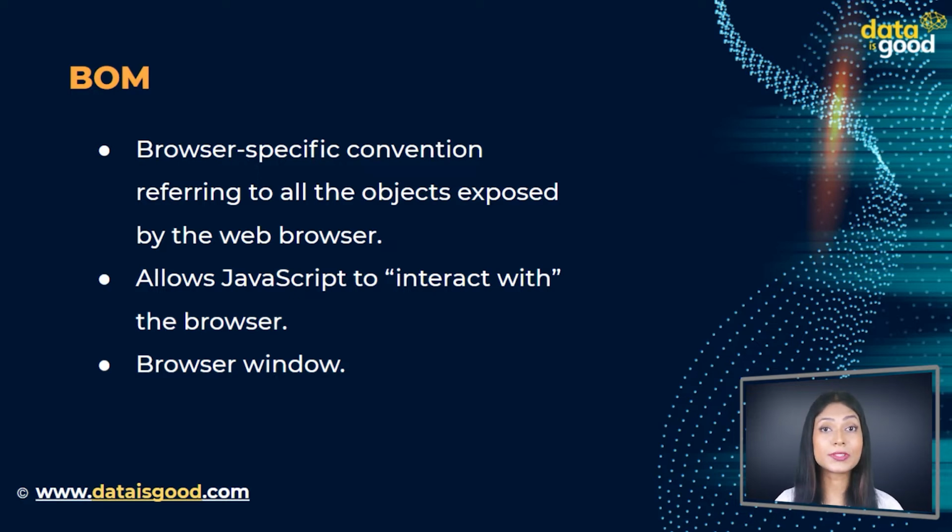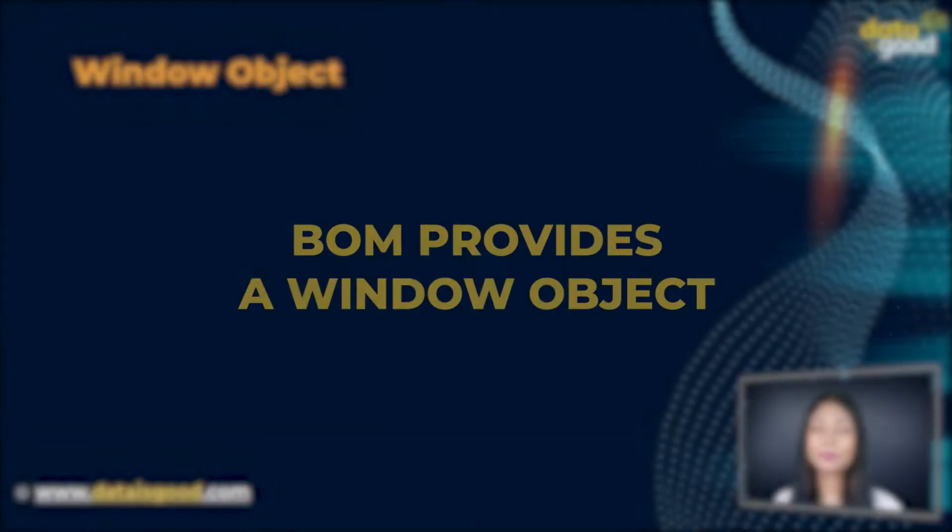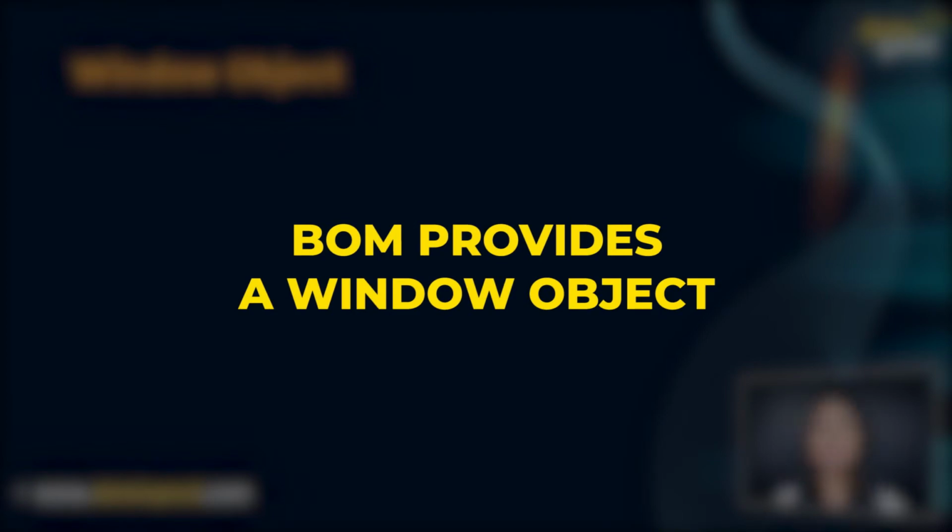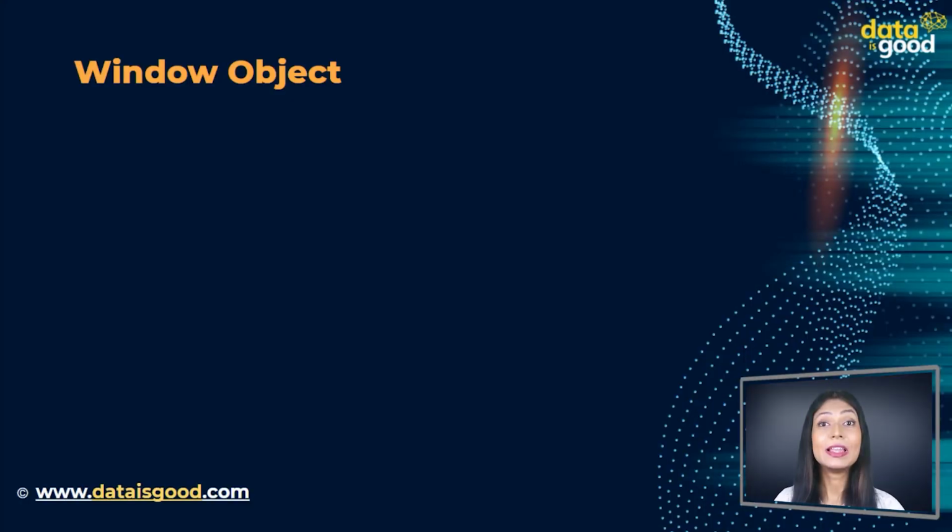Since modern browsers have implemented almost the same methods and properties for JavaScript interactivity, they are often referred to as methods and properties of the BOM. BOM provides a window object. So, let us talk about that window object.